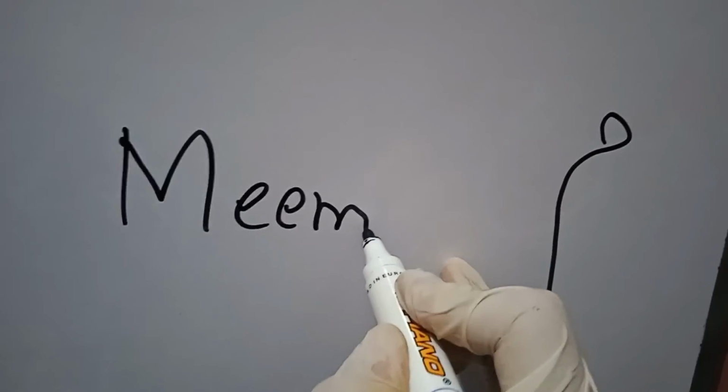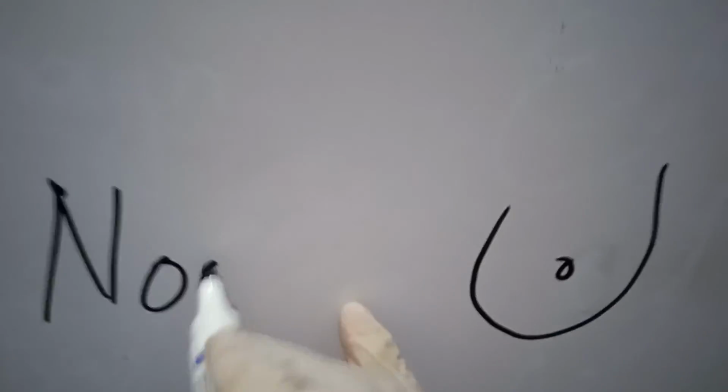Next letter is Noon, N-O-O-N. It sounds in English Noon. One dot in the letter. Next letter is Noon Ghunna.